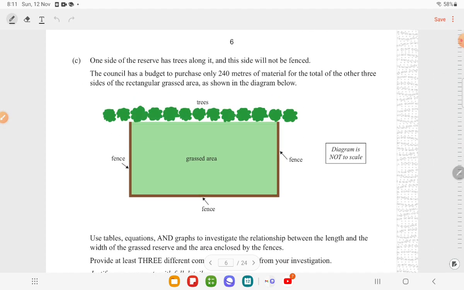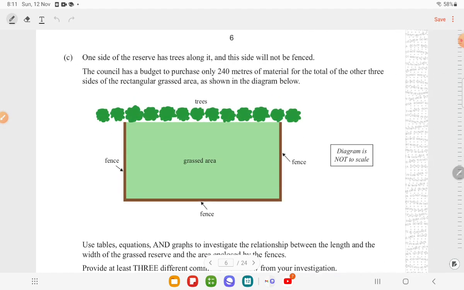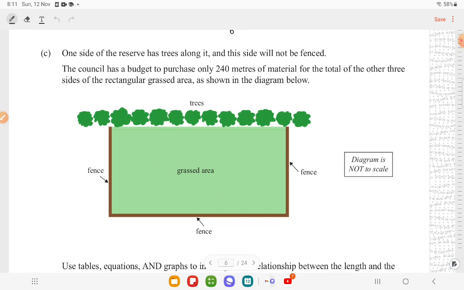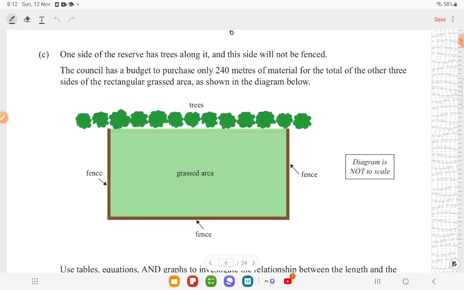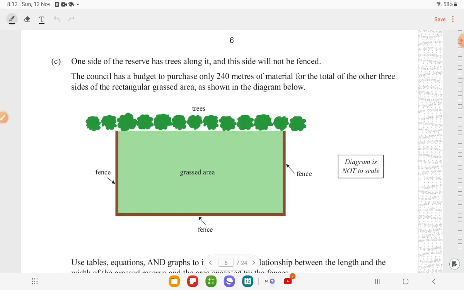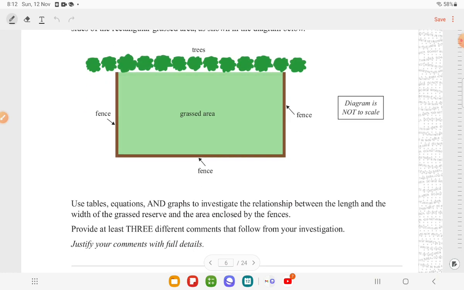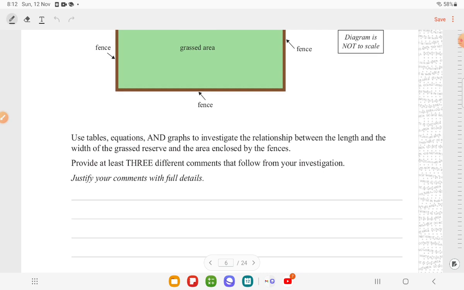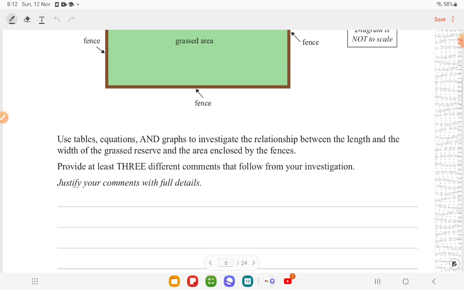One side of the reserve has trees along it, and this side will not be fenced. The council has a budget to purchase only 240 meters of materials for the total of the other 3 sides of the rectangular grass area, as shown in the diagram below. Using tables, equations, and graphs to investigate the relationship between the length and the width of the grass reserve and the area enclosed by the fences, provide at least 3 different comments that follow from your investigation.